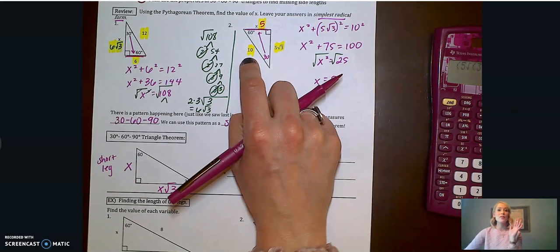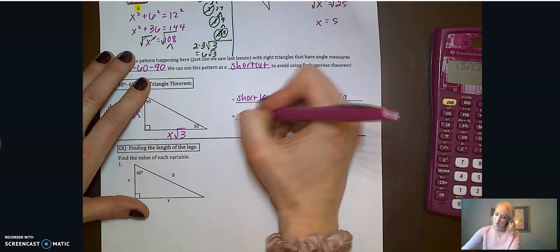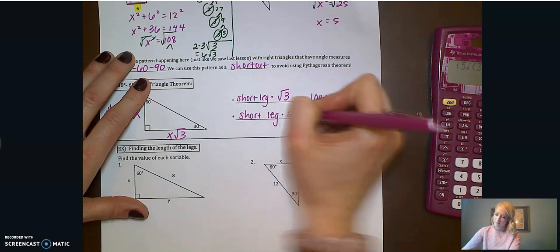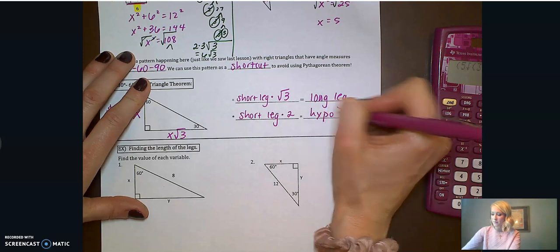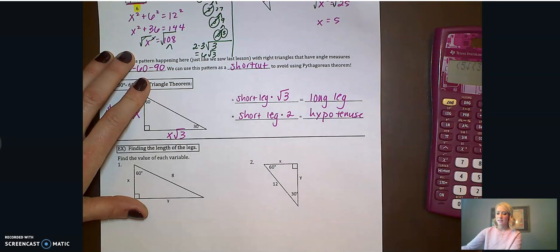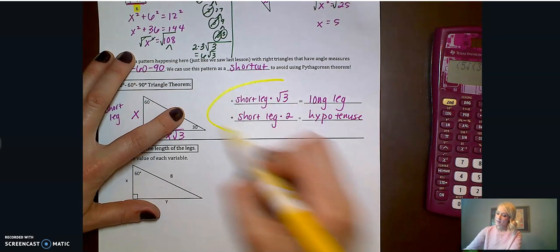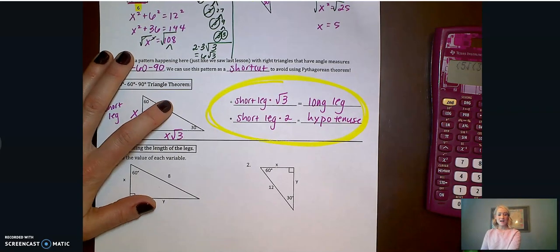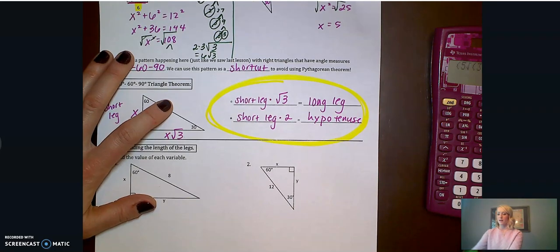To go from the short leg to the hypotenuse, so it's like 6 to 12, 5 to 10, you just double the short leg. So the short leg times 2, that's going to give you the hypotenuse. Yay. Okay, these are the big things to know. Do the same thing you did last time, just 2 equations versus 1.